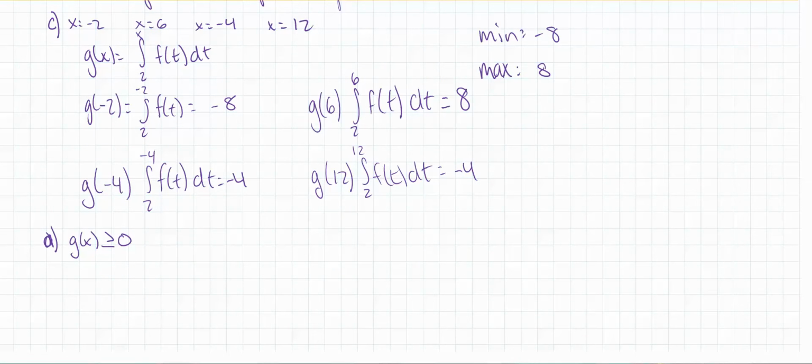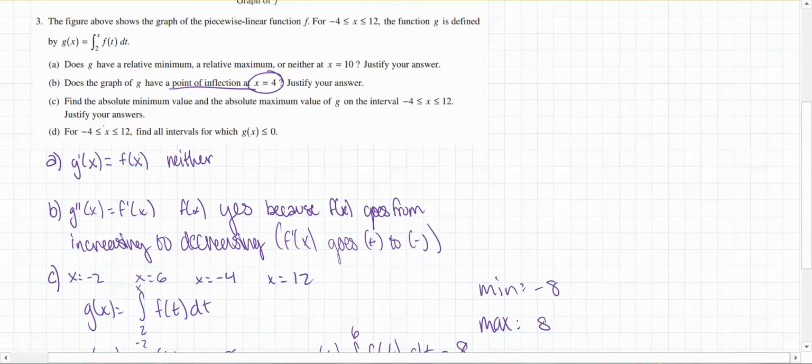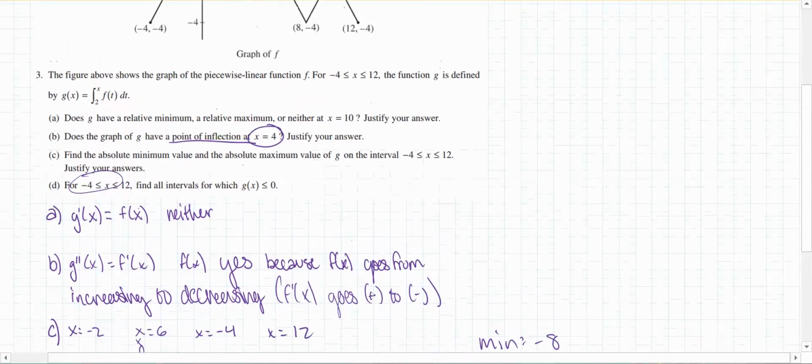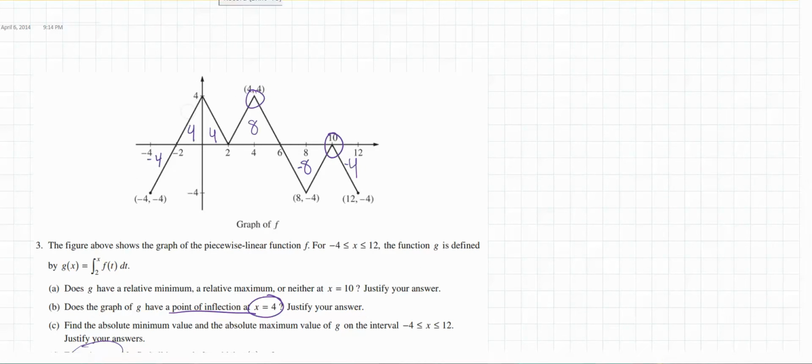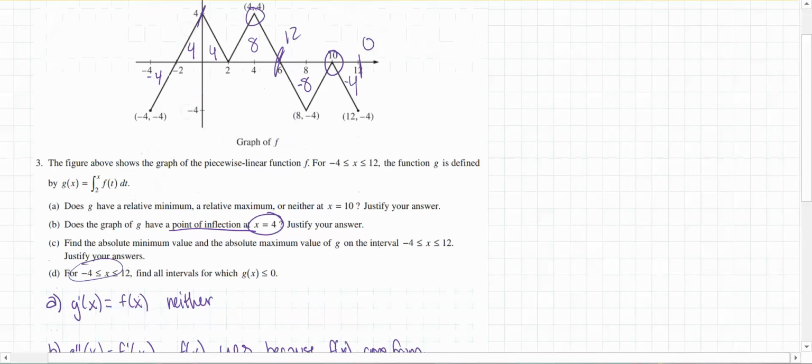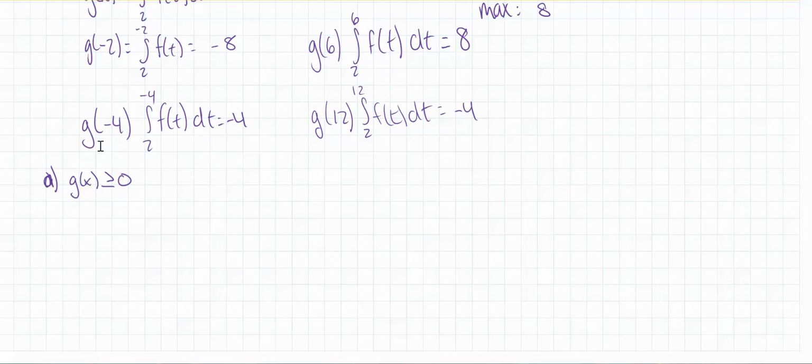Now for part D, we just have to find where on this interval g is less than or equal to 0. And here you can just look at that by finding the area under the graph. So we have negative 4, 4, 4, 8, negative 8, and 4. So here it's 0, here it's 12, and here it's 0 again. So for part D, g is less than or equal to 0 on the interval negative 4 to 2, union 10 to 12.